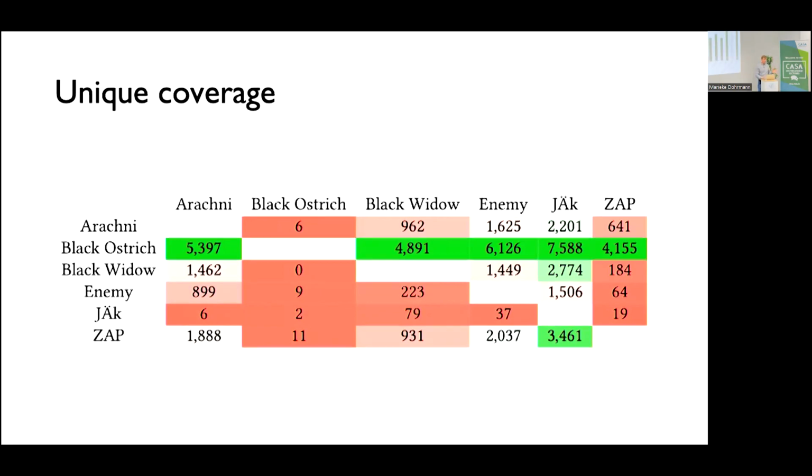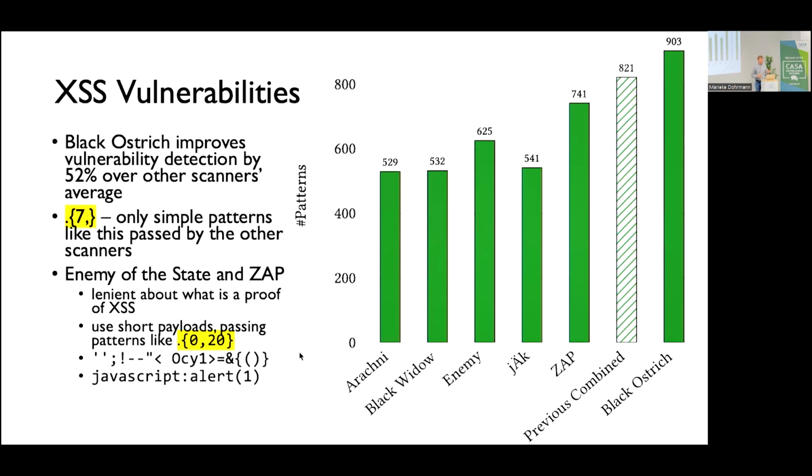So that's the coverage. How about vulnerabilities? Now we're interested in strings with payloads that pass input validation checks. It turns out that for vulnerability detection, we also detect the most compared to everybody else. So we find the most vulnerabilities in the patterns.